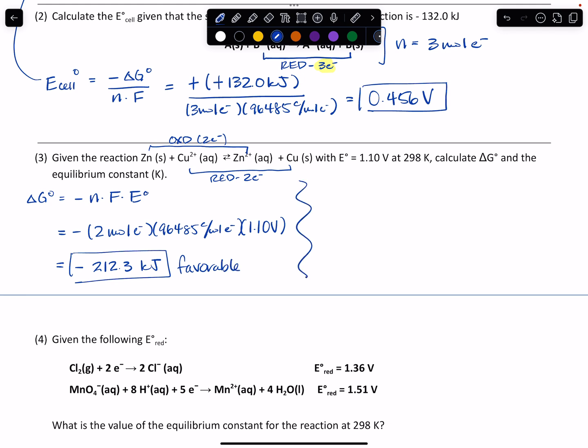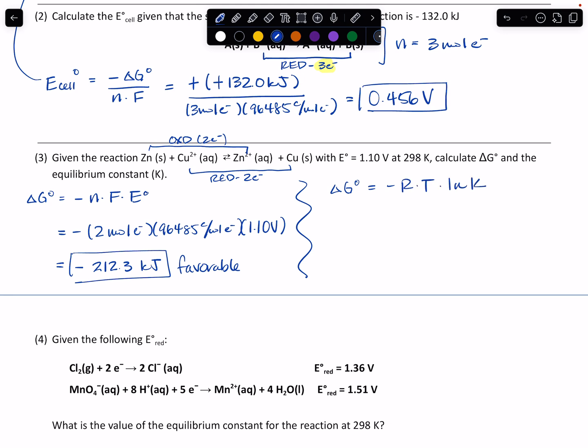So just thinking about that, I would expect that when I calculate K, it's going to be greater than 1, that we'll have more products present than reactants at equilibrium. Now there are multiple ways to calculate K. You can use that formula that's up above, the E cell equals R times T over N times F times the natural log of K. I'm going to use a formula that looks a little simpler. It's just the free energy formula that relates back to the equilibrium constant, this one.